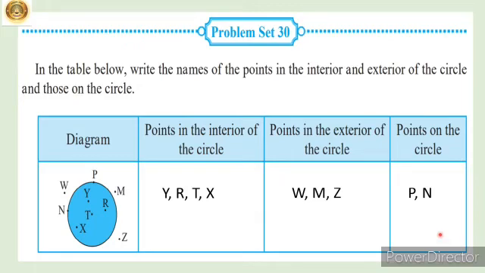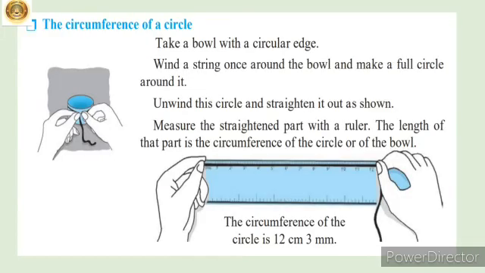See students. So now here we have completed problem set 29 and 30. You solve both the problem sets in your classwork notebook. Now the next one is the circumference of a circle. So students, for that we will do one activity.